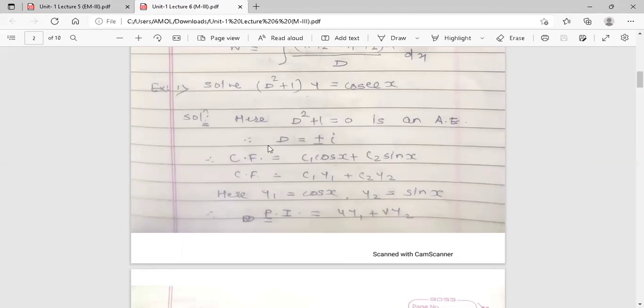And so there are two roots, plus i and minus i. Complex roots are there. Then how do we write the complementary function for complex roots? We have discussed it in the first lecture. Complex roots always occur in pairs. So here the real part of the complex number is 0, and the imaginary part is 1, the coefficient of i is 1.